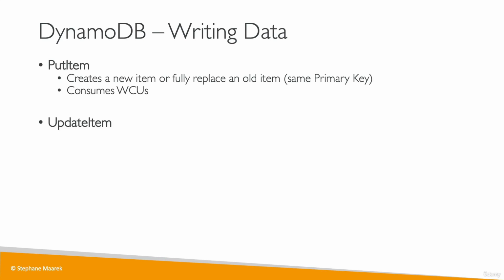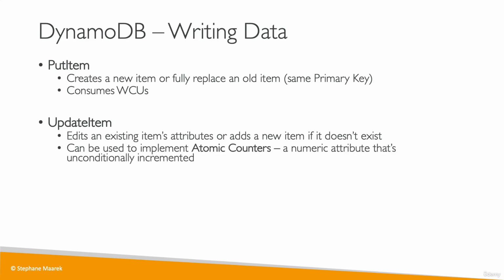The second one is UpdateItem, which is a bit different from PutItem. This one will edit the existing item's attributes, or will add a new item if it does not exist. But the idea is that with UpdateItem, we only edit a few attributes, not every attribute. So this is the difference between PutItem and UpdateItem. And we can use it with atomic counters that we'll see in this section as well.